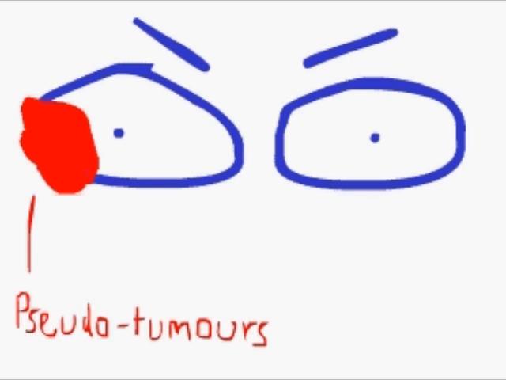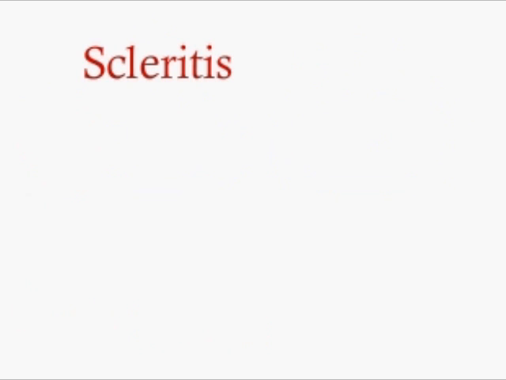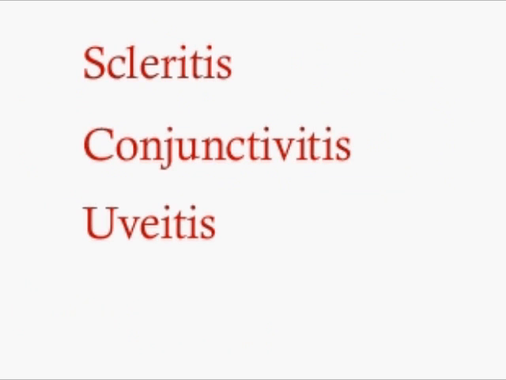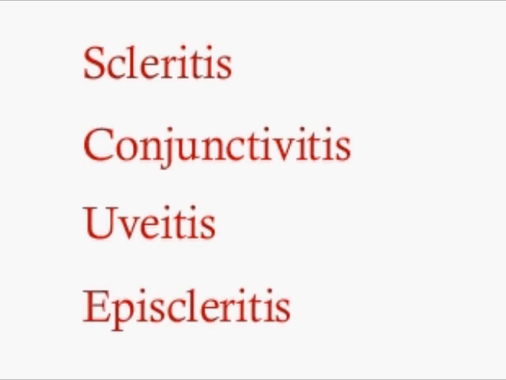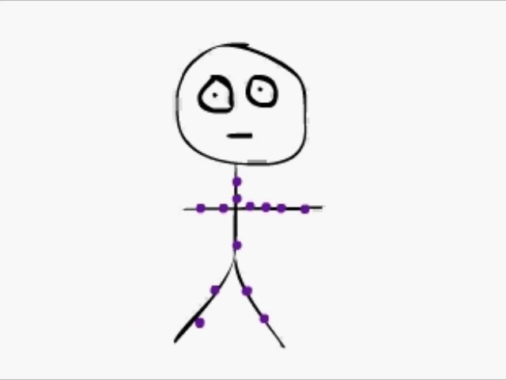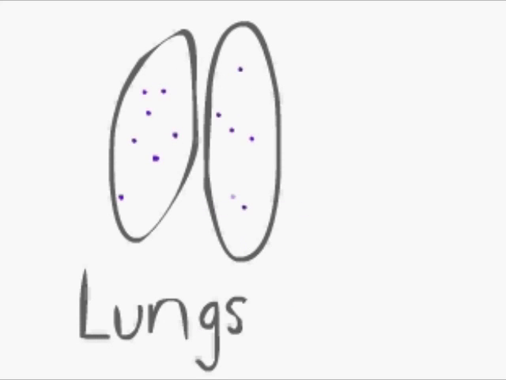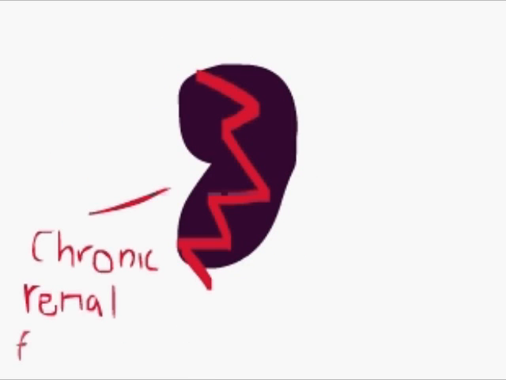Loss of vision, and what are known as pseudotumors, can form in the eyes as well as a range of other infections including scleritis, conjunctivitis, uveitis, and episcleritis. Rashes and lesions develop all over the skin, as well as in the lungs, which can cause acute bleeding from the lung. Chronic renal failure can occur in the kidneys if the disease is not treated in the early stages.